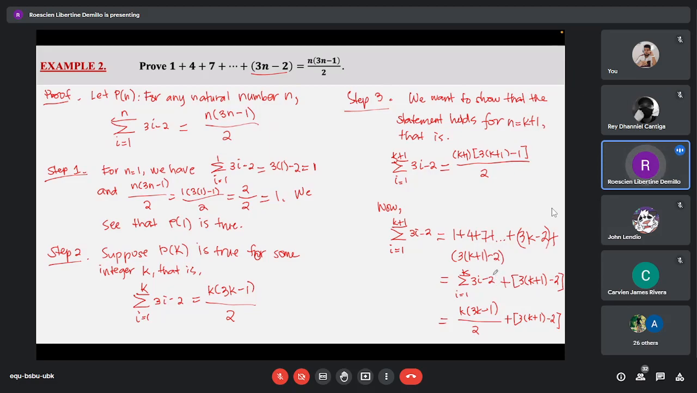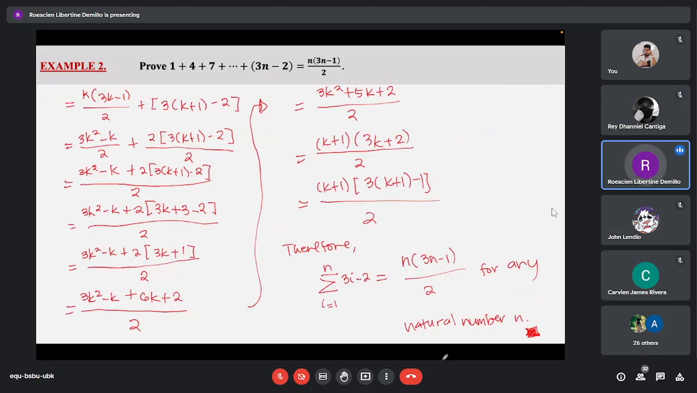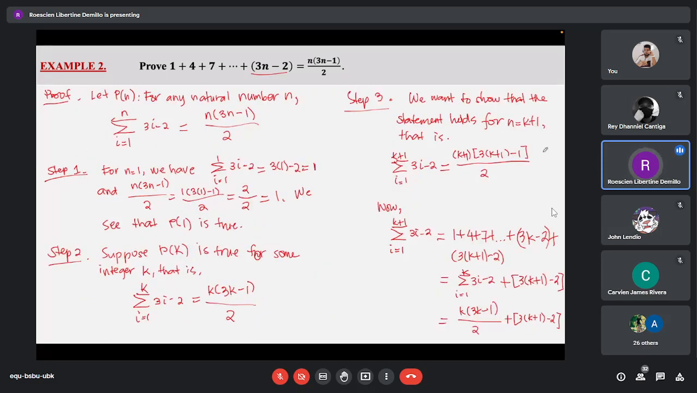And we also know from step 2 that this one is just equal to this one. So, we substitute this value in here. And then, copy still, plus 3 times k plus 1 minus 2. After that, we manipulated, operated on these two terms until we get this answer. We're able to know where to stop if we can see that what we're aiming to solve in the beginning of step 3 is already achieved.